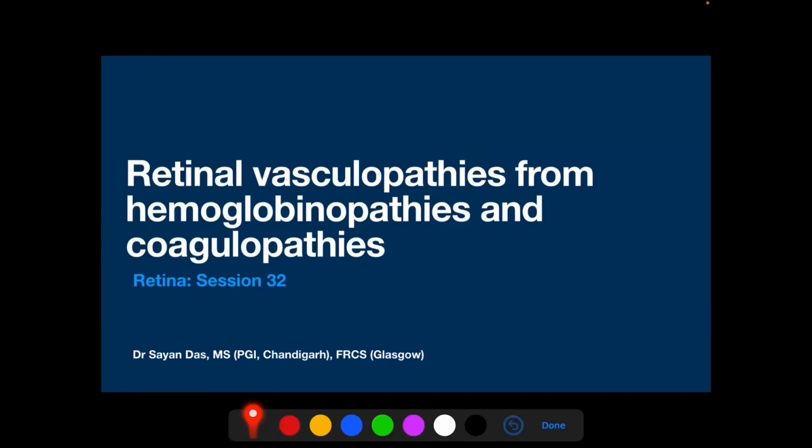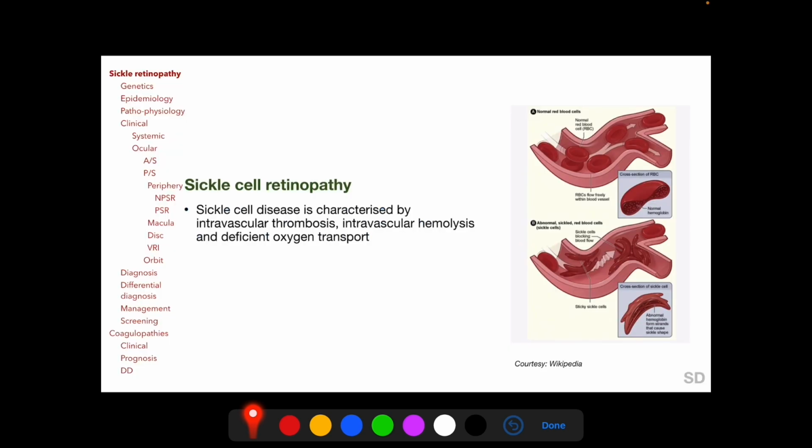Welcome. In this session, we'll be discussing retinal disorders from hemoglobinopathies such as sickle cell disease and coagulopathies such as disseminated intravascular coagulation and thrombocytopenic purpura. Sickle cell disease is characterized by intravascular thrombosis, intravascular hemolysis, and deficient oxygen transport to the tissues.